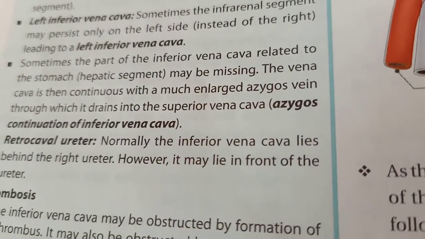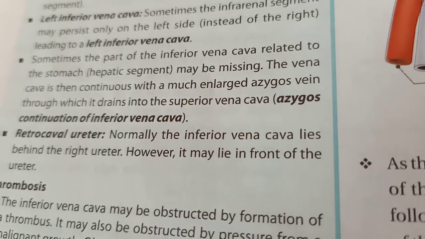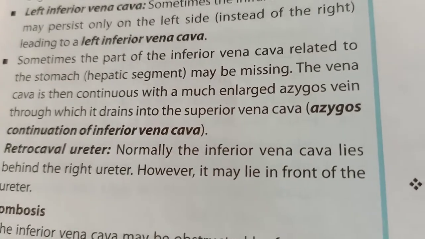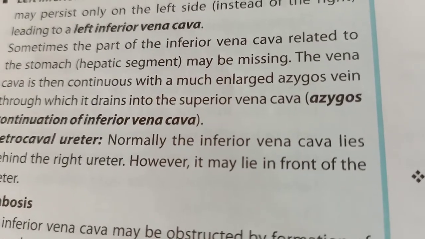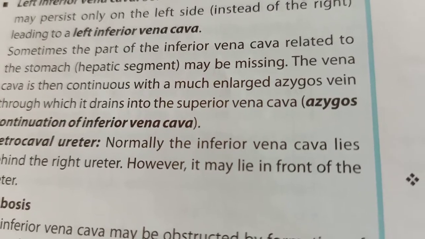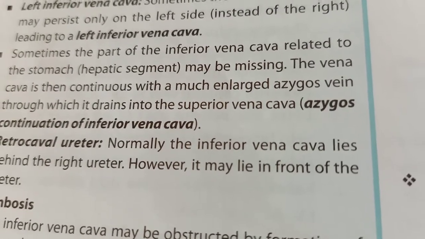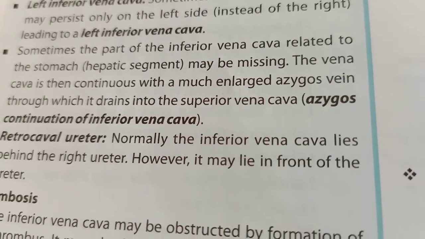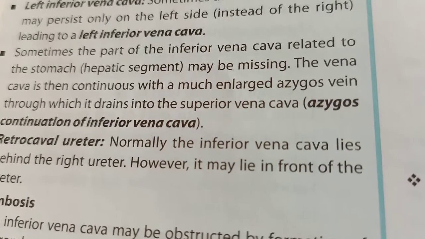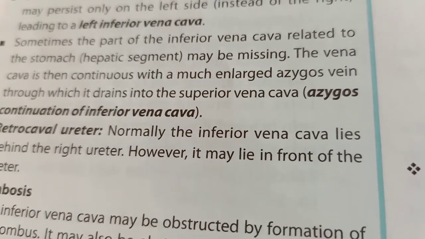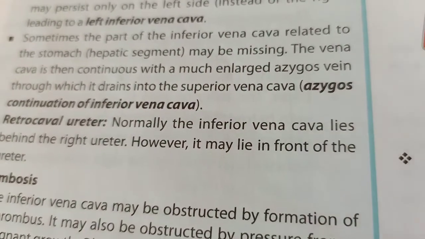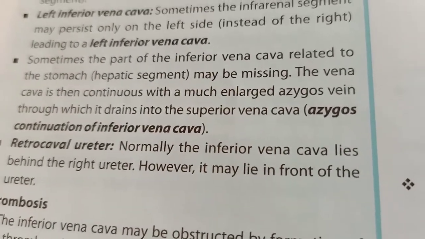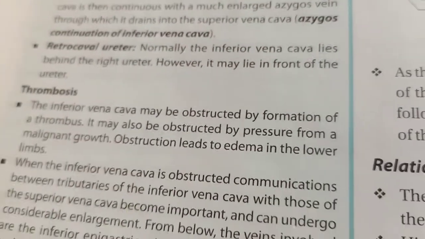Now, sometimes the part of the IVC related to the liver, the hepatic segment, may be missing. So the part of the IVC which is related to the liver is sometimes absent. What happens? The vena cava then continues with the azygous vein, through which it drains into the superior vena cava. The hepatic segment of the IVC is completely absent, so the IVC continues with the azygous vein and then into the superior vena cava. That is known as azygous continuation of IVC.